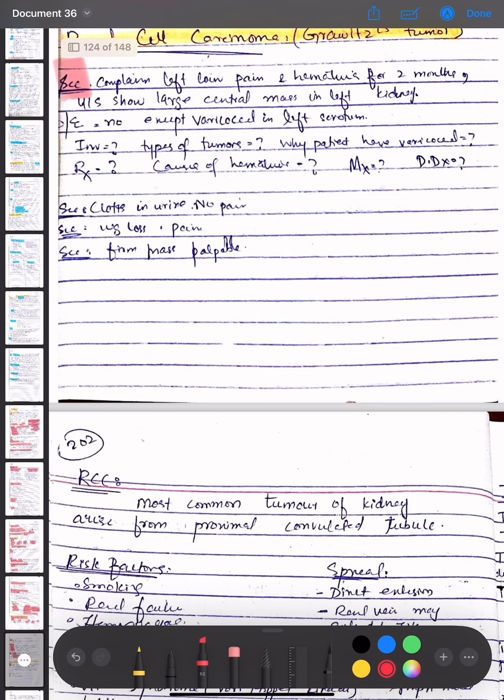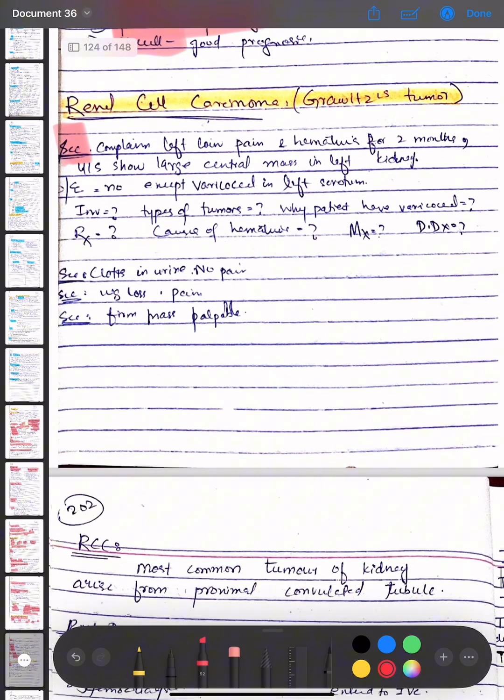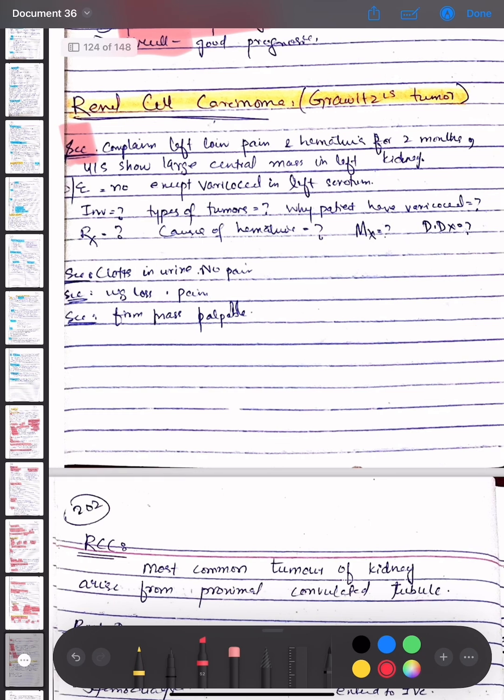What are the types of tumors? Why does the patient have varicocele? What are the treatment options? What are the causes of hematuria? The management and the differential diagnosis. Another scenario is clots in the urine and no pain. Another scenario is weight loss and pain, and another scenario is a firm mass palpable.